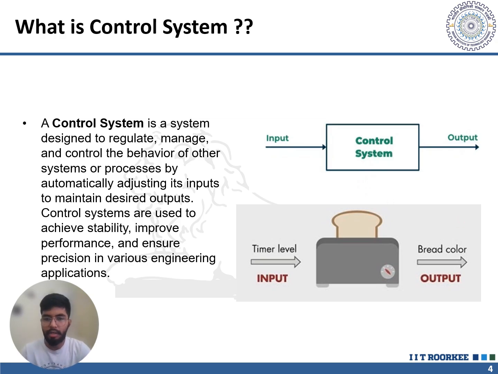In daily life, you are using a socket, for example. A socket is a control system. If the input is positive, like the switch is closed or the switch is on, then the electricity will be provided. And if the switch is off, the electricity will not be provided. So it is also a control system. The phone, the television, the laptop, all of these devices are control systems.